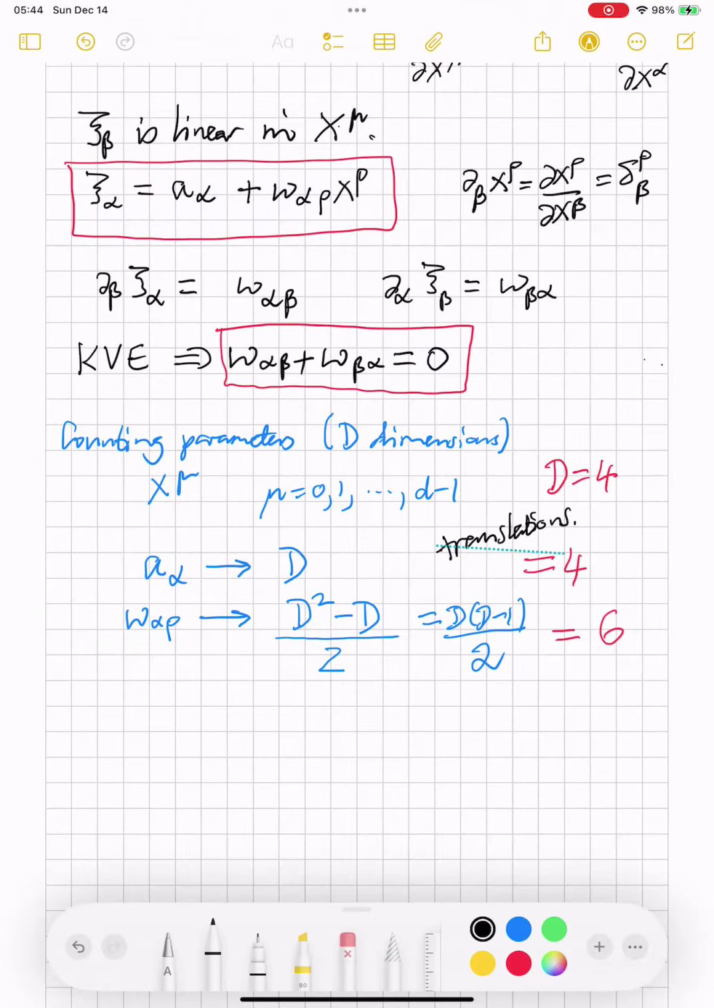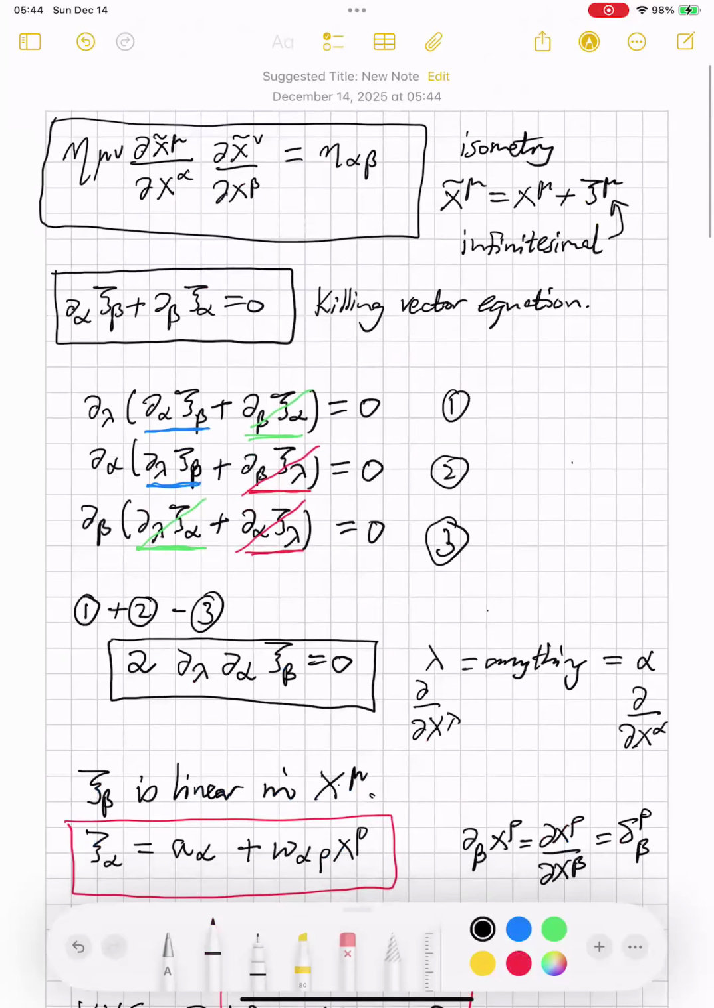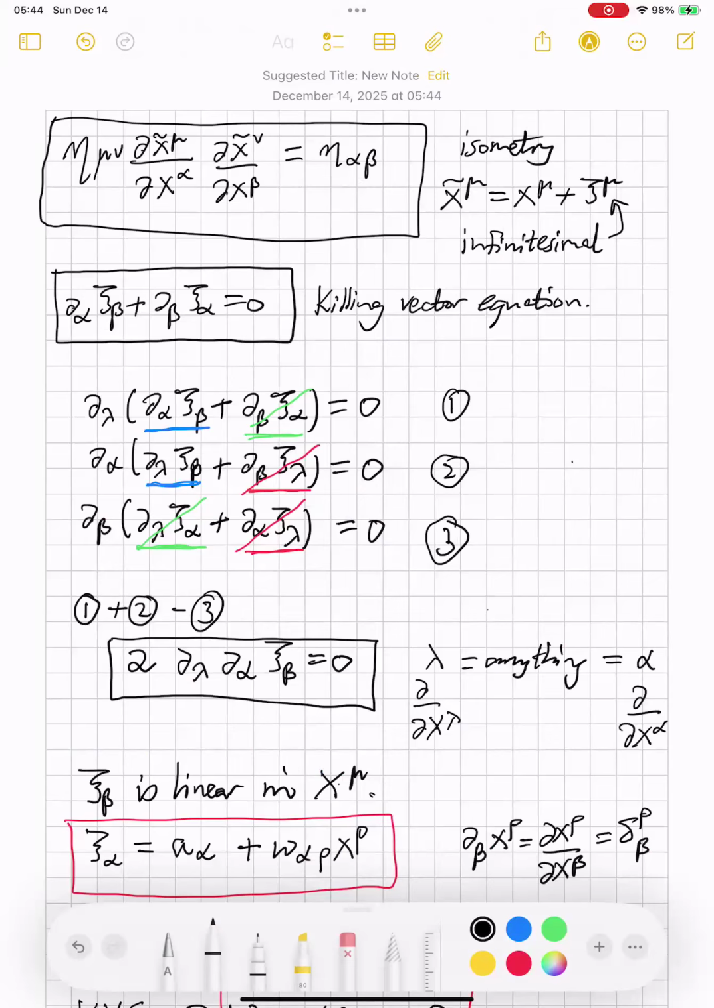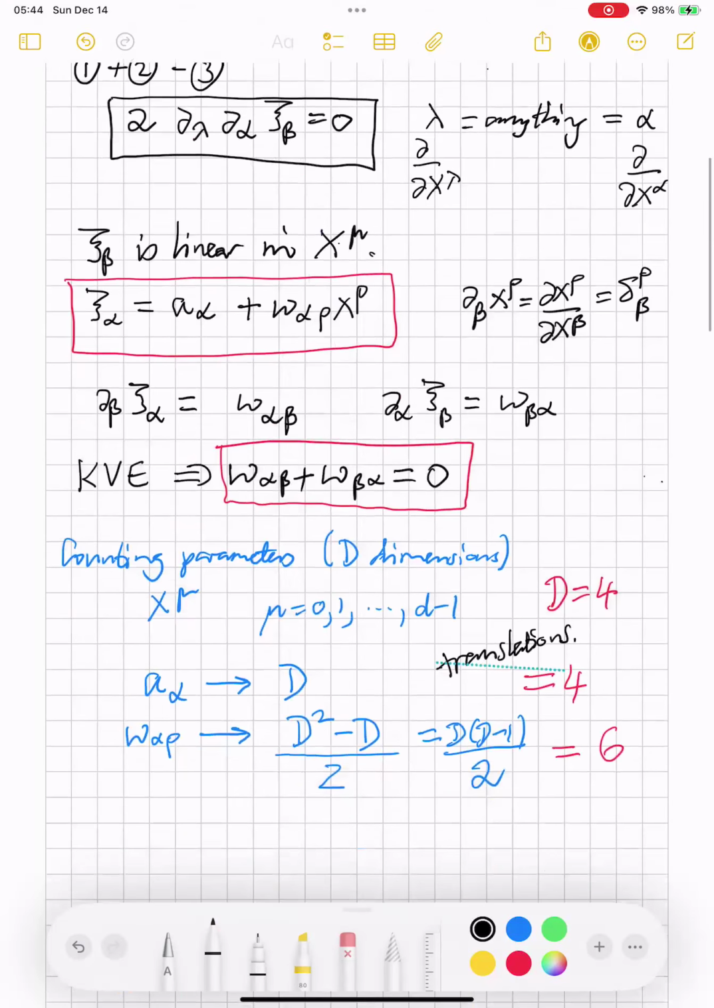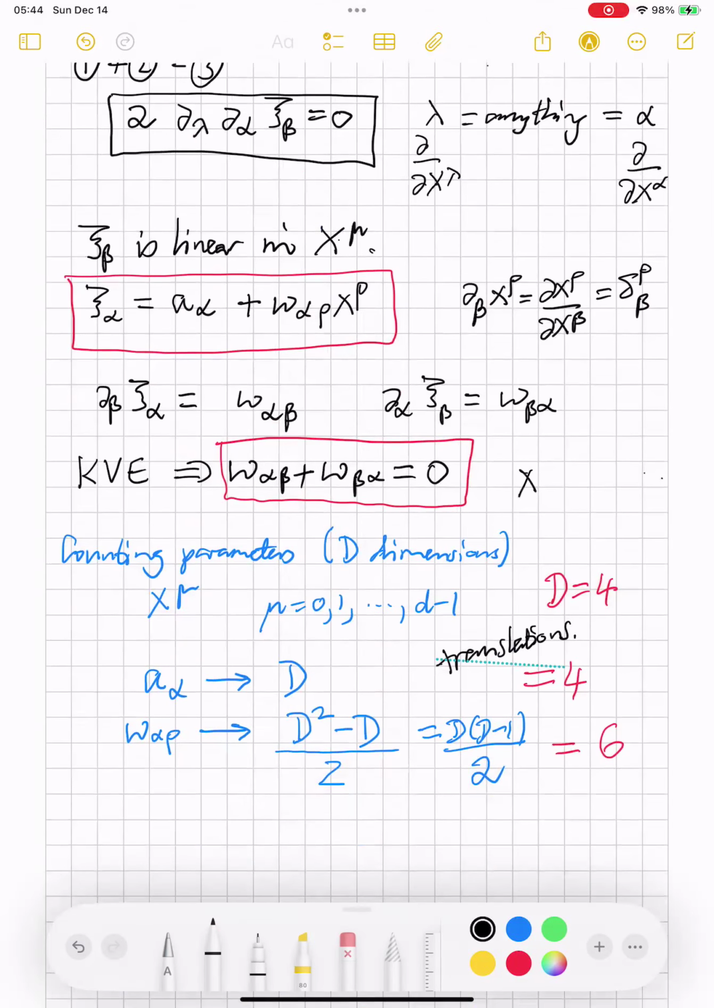Remember, our coordinate transformation, where did we write it? x tilde mu is equal to x mu plus zeta mu. So let me just remind you of that. x tilde mu is equal to x mu plus zeta mu. This is the equation you should have in mind. If we just take the A alpha, it's like x tilde mu is x mu plus A mu. We've just done a translation of the coordinate.